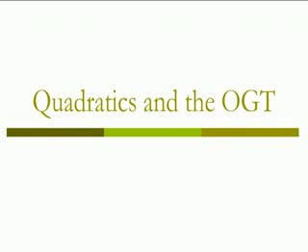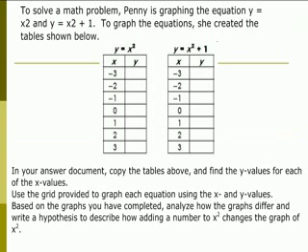This lesson is going to be over quadratic questions and the OGT. So how are quadratics used in questions on the Ohio Graduation Test? Alright, well the first question we have here is kind of a difficult question. This is an extended response question that was on a previous test, and this is worth 4 points. So this question would be worth 4 points on your OGT, which is the highest value on the test.